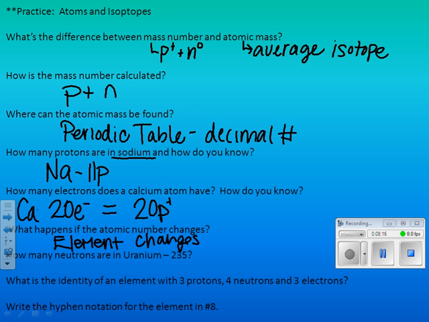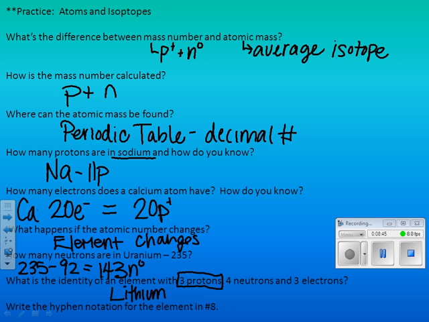All right. How many neutrons are in uranium-235? How did we get that? Well, we took 235 minus the number of protons, which gives me my number of neutrons. Okay. The identity of an element with 3 protons, 4 neutrons, and 3 electrons is going to be lithium. How did I figure that out? Well, a proton number will identify any element you're looking for.